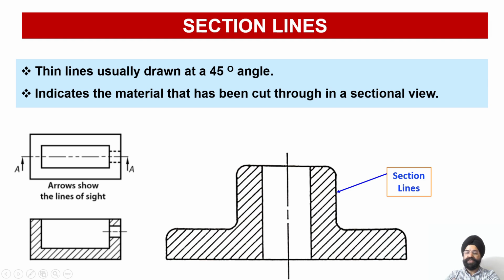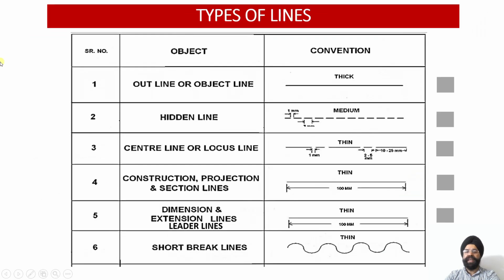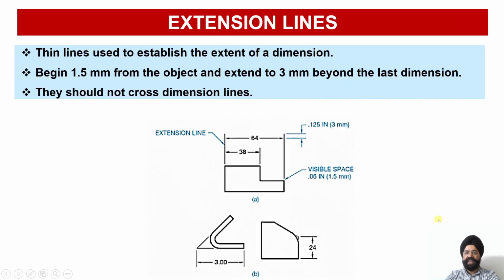So here we have discussed three types of lines which were thin in nature. Then the next type of line is, again, a categorization of three lines: dimension line, extension line and leader line. Again they are drawn thin in nature using a 2H pencil. So let us see the applications of these three lines.